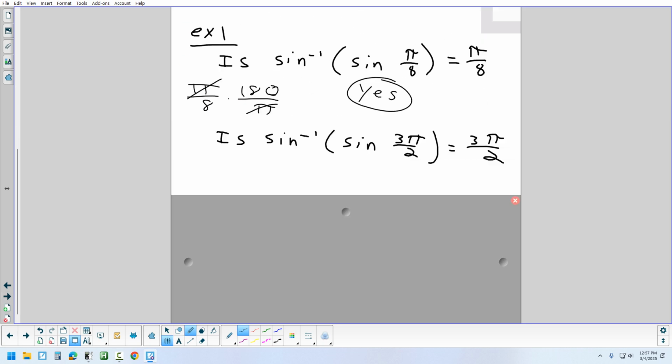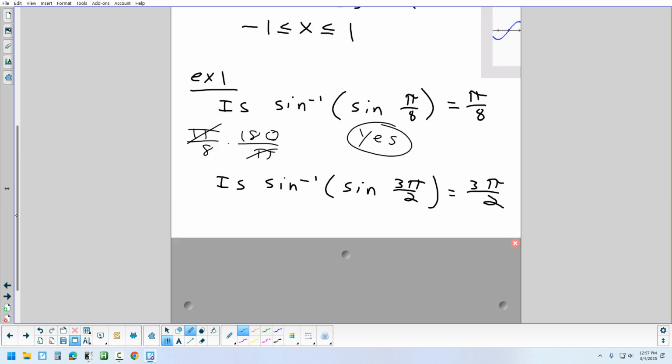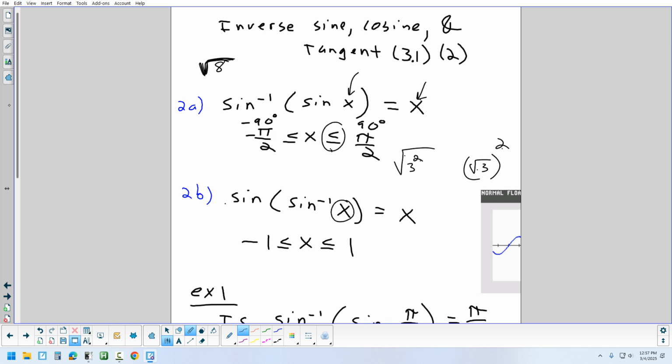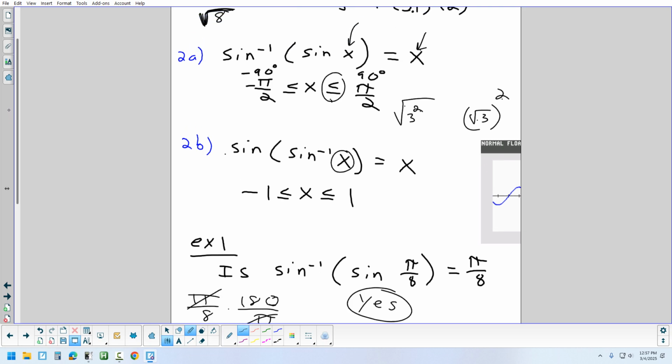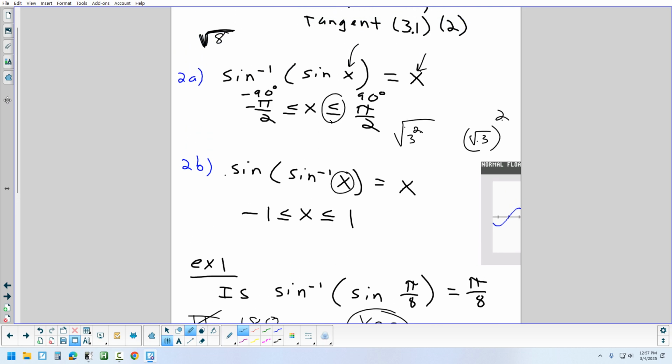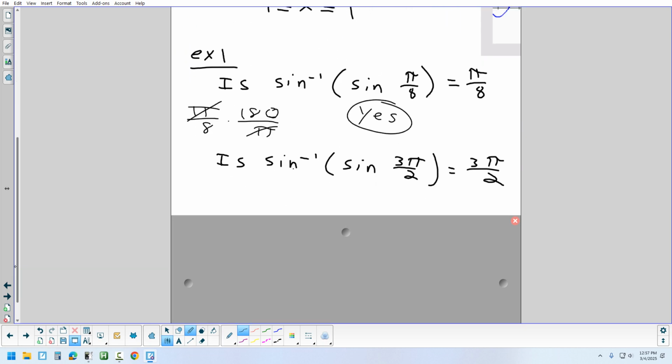Okay, how about that one? Inverse sine of the sine of 3 pi over 2. First of all, 2a or 2b? It's 2a. Inverse is on the outside. Let's try to keep it in radians this time. What's the biggest that we can go for radians? Pi over 2. So it wouldn't work. No, because it's more than pi over 2.